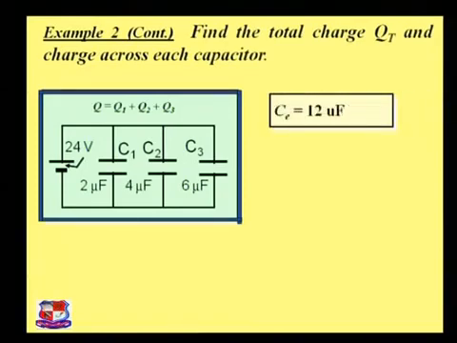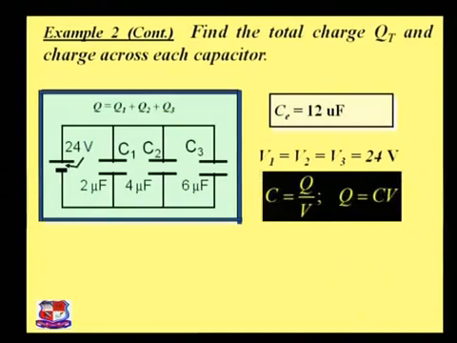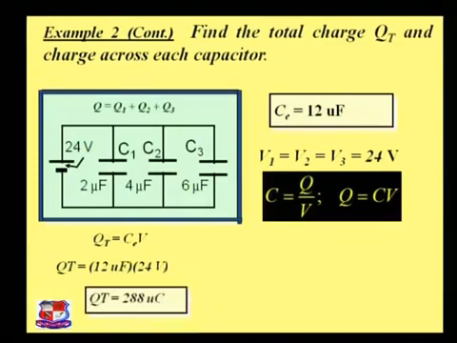The individual value of each capacitor is given, and the total capacitance is 12 microfarad. Now V1 equals V2 equals V3, that is 24 volts. So using the equation C equals Q by V, since the voltage is the same, 24 volts, the total charge is 12 microfarad times 24 volts, that is 288 microcoulomb.